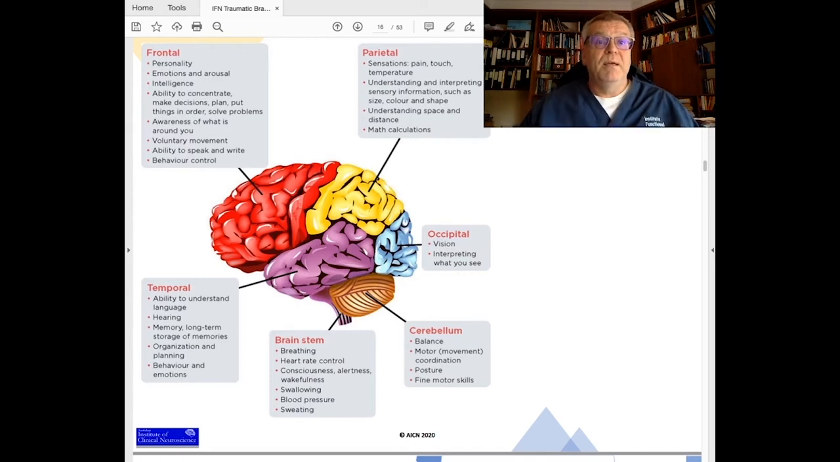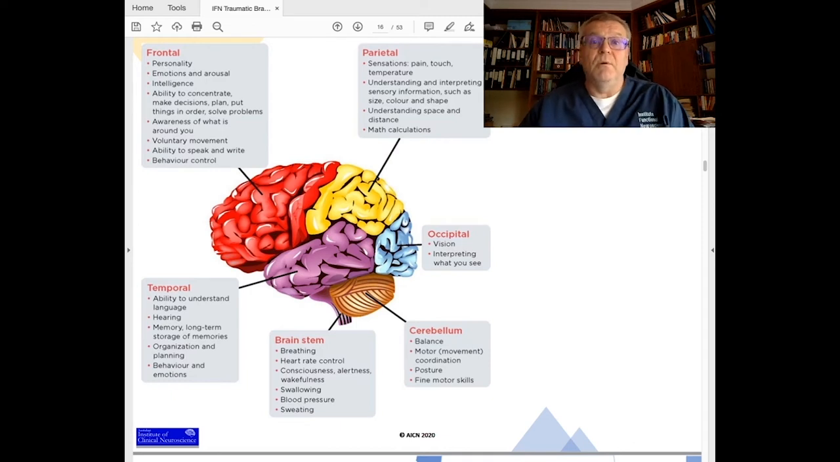So this person may have personality issues. They may have inability to concentrate. They may not understand or be aware of things that are happening around them. They may have lack of behavior control. They also may have some balance issues. They may have more motor coordination problems. So you can see that depending on where the major involvement is in the concussive injuries, they'll get a variance of symptoms happening from that.